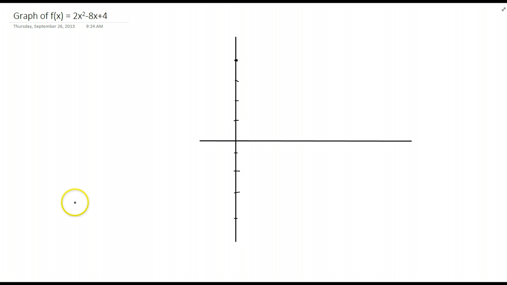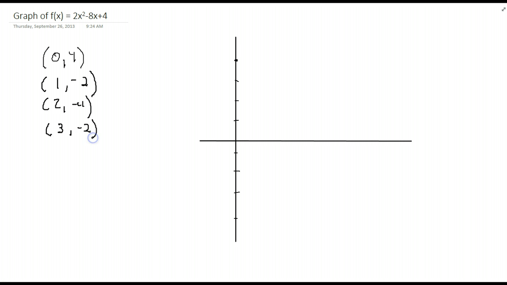Okay, so we have a graph now. And on this graph, we need to plot these ordered pairs. So we found the ordered pairs of 0, comma 4. We have 1, comma -2. We have 2, comma negative 4. We have 3, comma negative 2. And then lastly, we have the ordered pair of 4, 4. Okay, so we're going to put these on our graph.